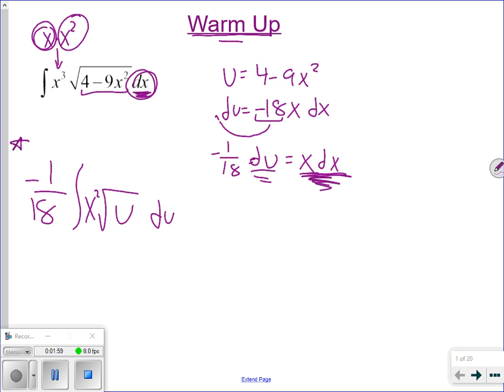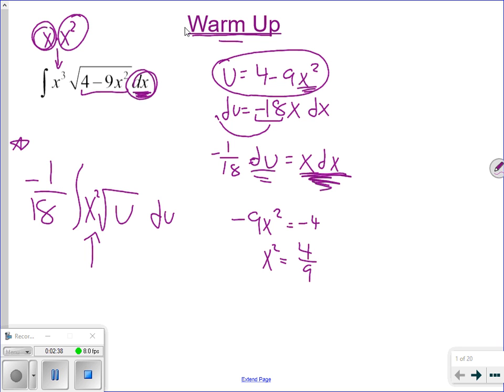Okay, so this is what we're left with. Whenever I do u-sub, we're left with negative 1 over 18, the integral of x squared times the square root of u du. So we still have to do something with this x squared. How do I get rid of that? Well, think back to the other way that we did this in the past, where it was just an x. Let's substitute it out using our u equation. Because don't we have an x squared right here? Look what I mean. All right, so we got u equals 4 minus 9x squared. So negative 9x squared can equal negative 4, or x squared can equal 4 over 9.